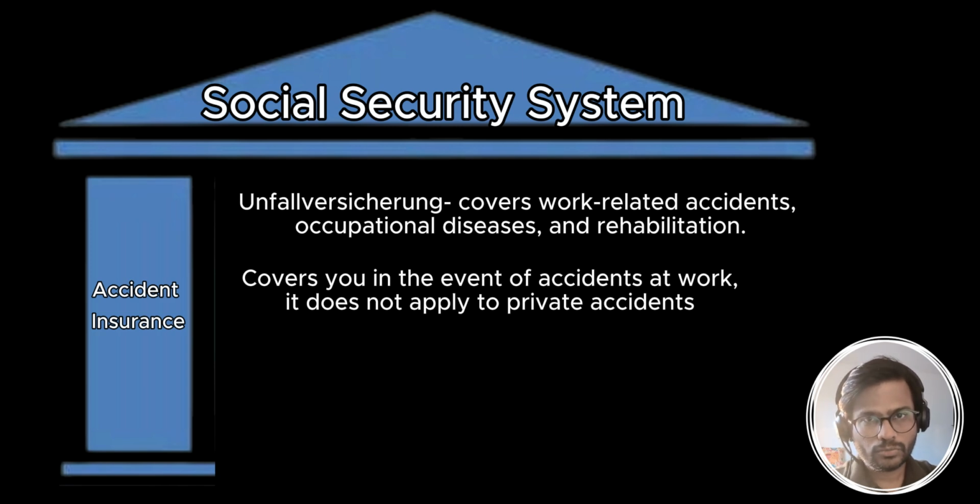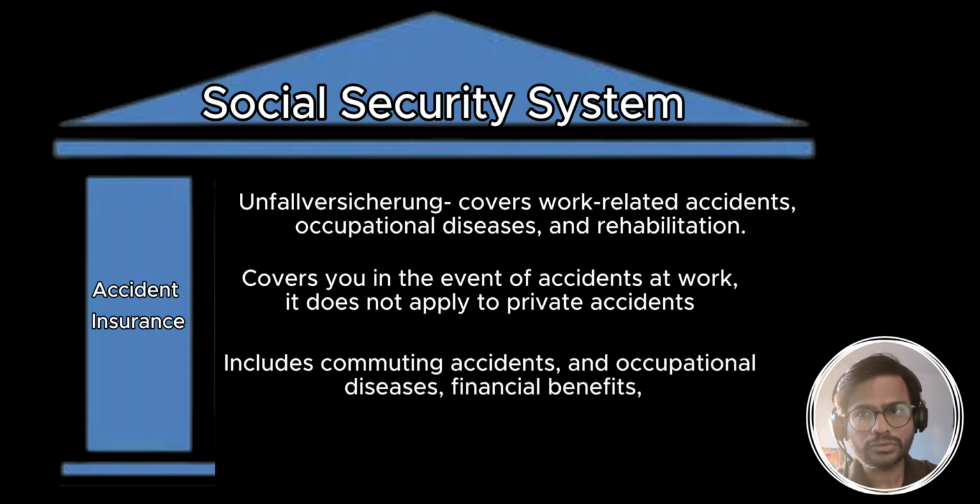Let's say you work from 9 to 5, and at 6 o'clock you plan to meet your friend, family or relatives, and after work you went to the place and something happened, or something happened during the transit. Let's say you left the office at 5 o'clock to meet a friend and you met with an accident. Any cost incurred during that transit or after your work will not be covered under this accident insurance. This is purely for accidents during your work hours. It includes commuting accidents and occupational diseases financial benefits. Also, sometimes you are commuting from one office to another office and have an accident; at that point this will also be considered.